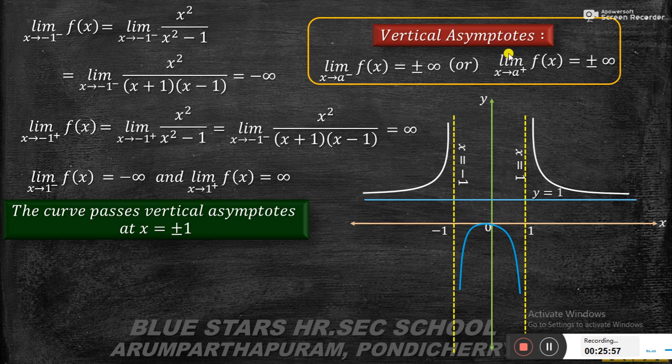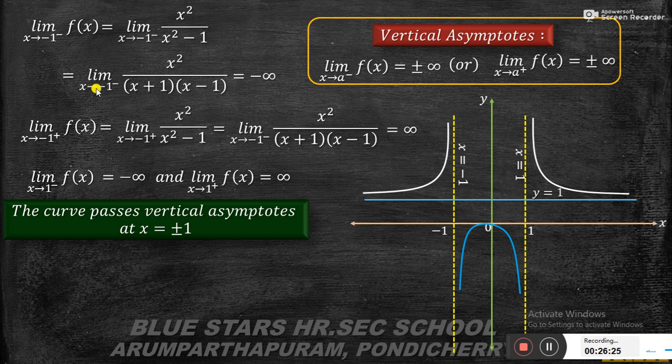Next we will discuss the vertical asymptote. The vertical asymptote condition is limit x tends to a minus f of x equal to plus or minus infinity, limit x tends to a plus f of x equal to plus or minus infinity. Therefore limit x tends to minus 1. So minus 1, the left hand limit of f of x, we just write the function x square by x square minus 1. Now I substitute x equal to minus 1. This power minus represents the left limit, that's all.